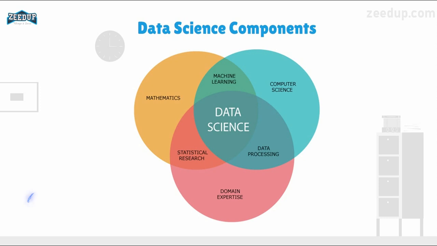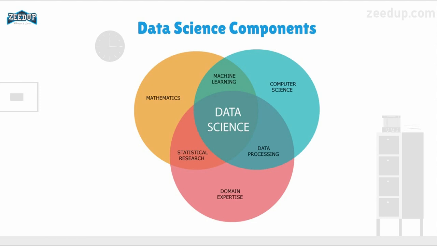Then we have computer science. Computer science basically refers to the knowledge of programming languages such as Python, R, Spark, etc. that helps you to develop a logical thinking approach through which you can formulate what step to do next when working with the data.